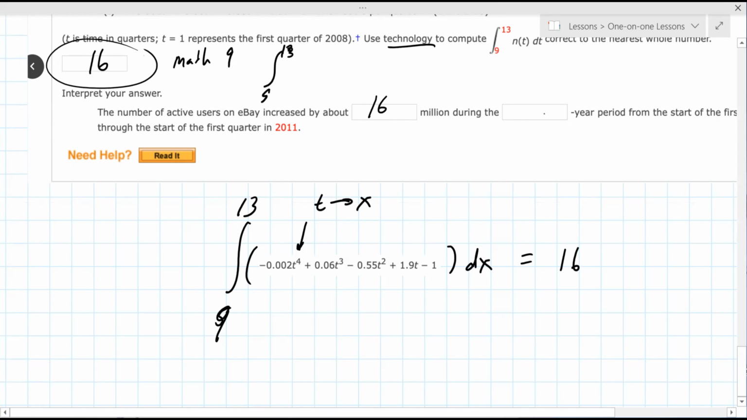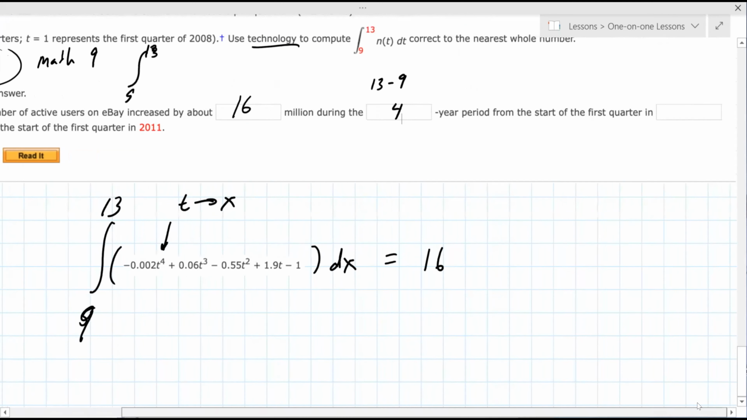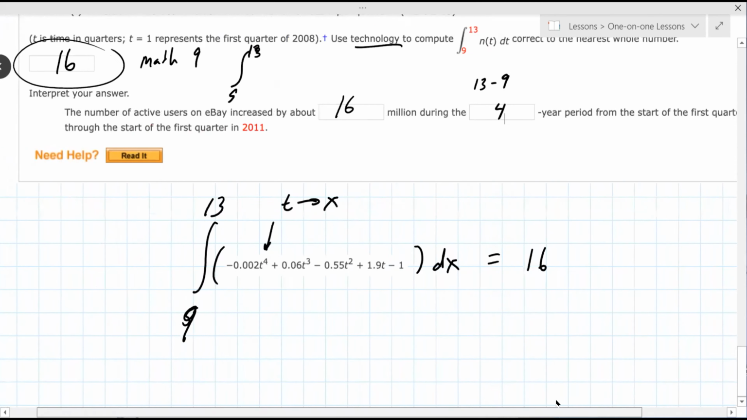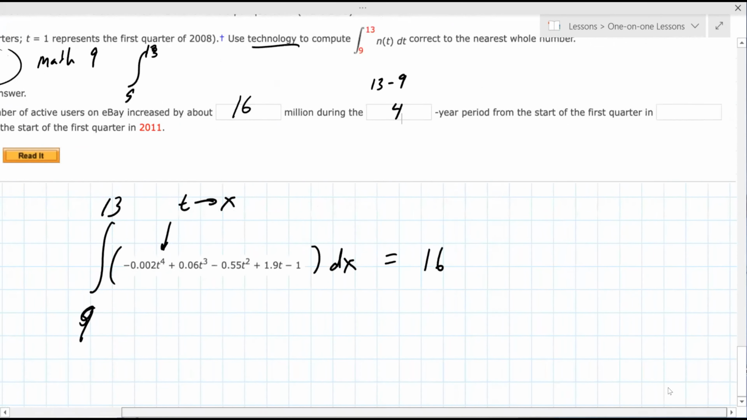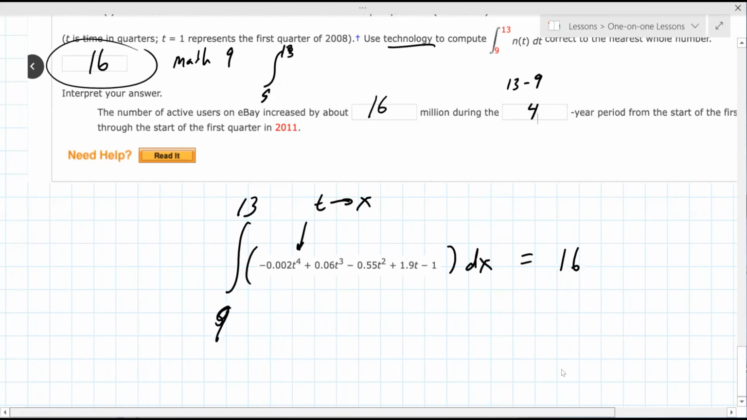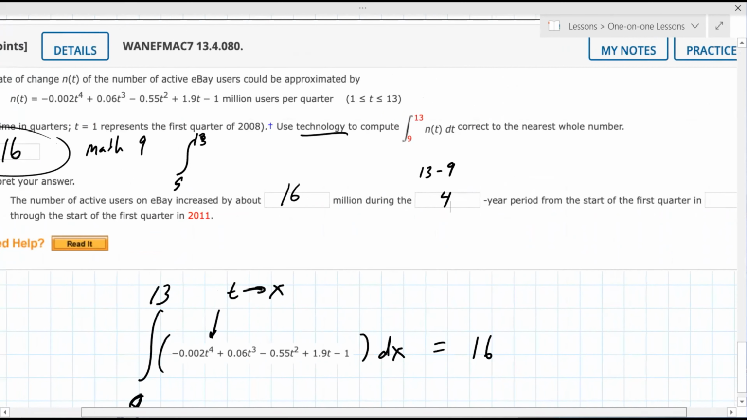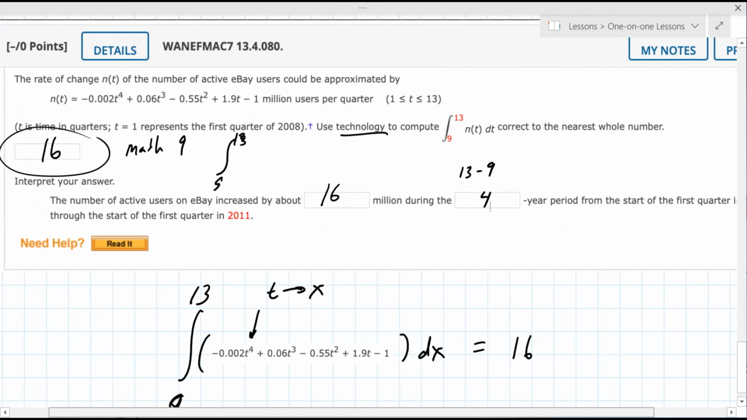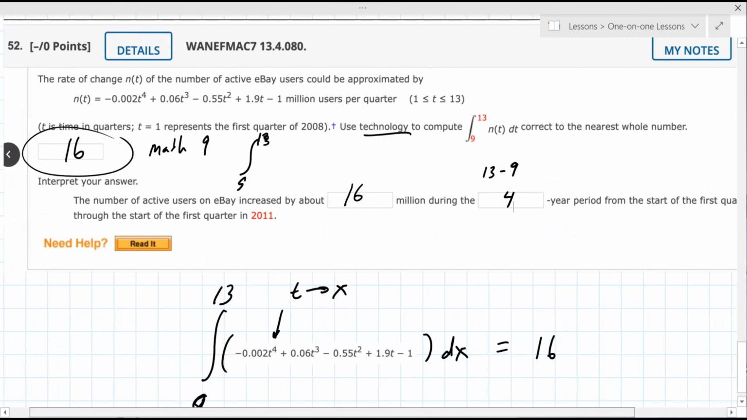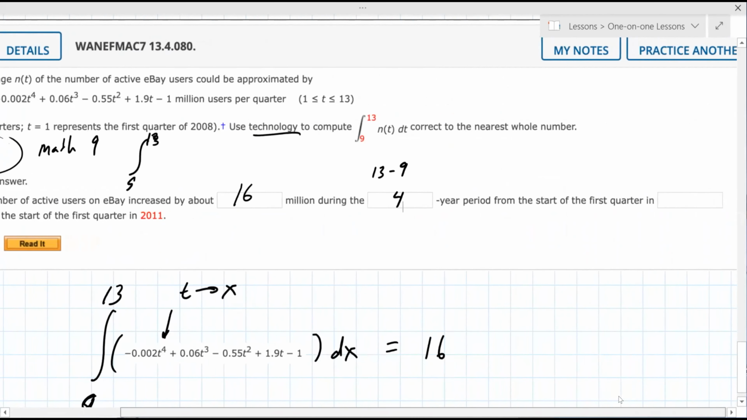Okay. Now this is 13 minus 9. I think it's the 4-year period. It might though be 5. I don't know if they make you add one from the start of the quarter in. So this is weird. The number of active users increased about 60 million during the blank period from the start of the first quarter in. Yeah, I don't first quarter.